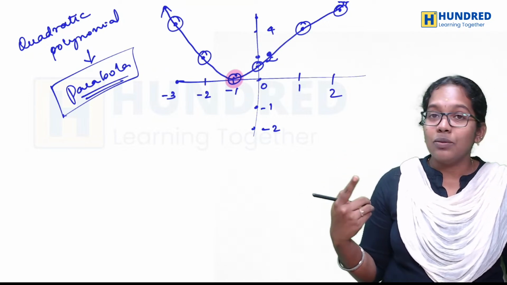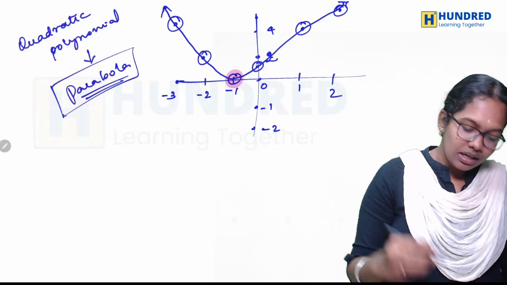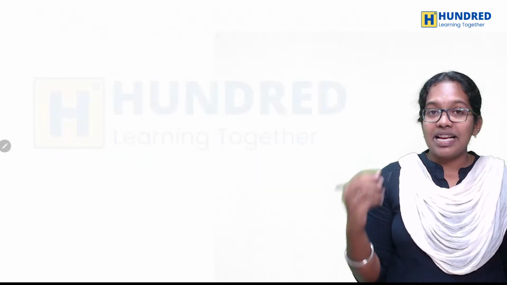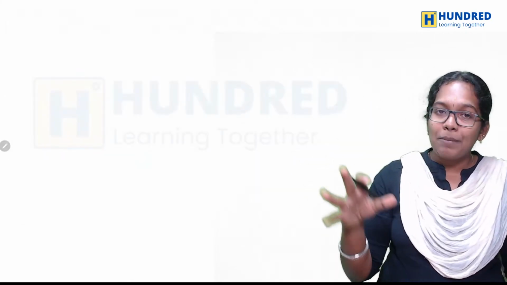Are you guys clear with these things? Yes, so for a linear polynomial, how will the graph be? It will be a straight line, and for a quadratic polynomial the figure would be a parabola.